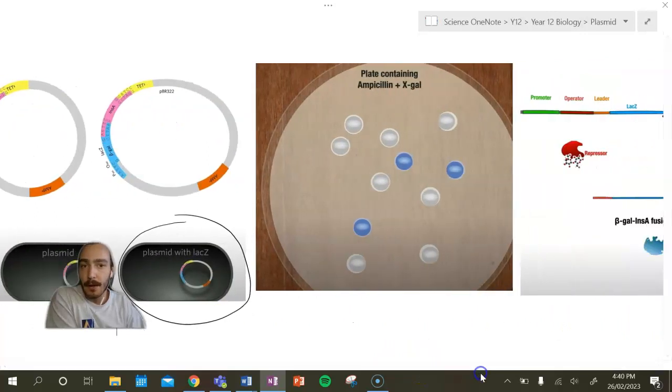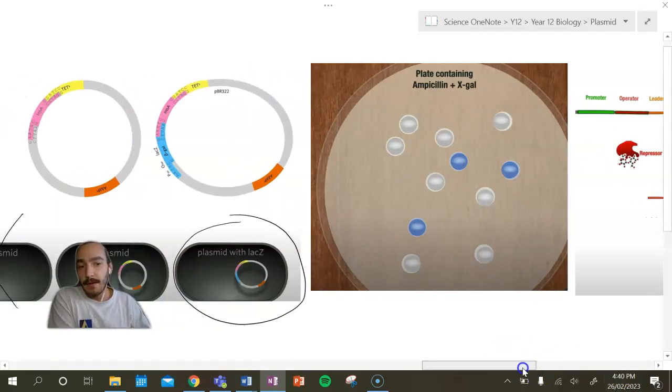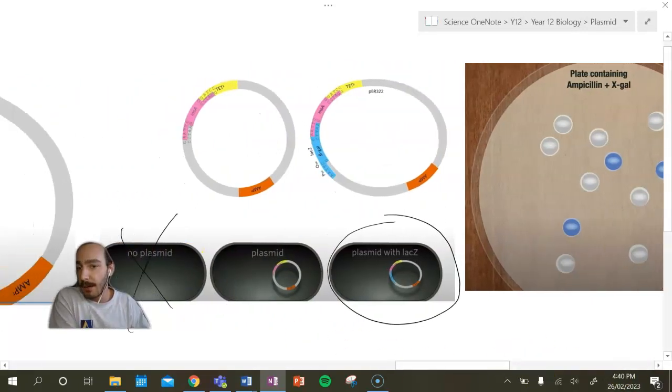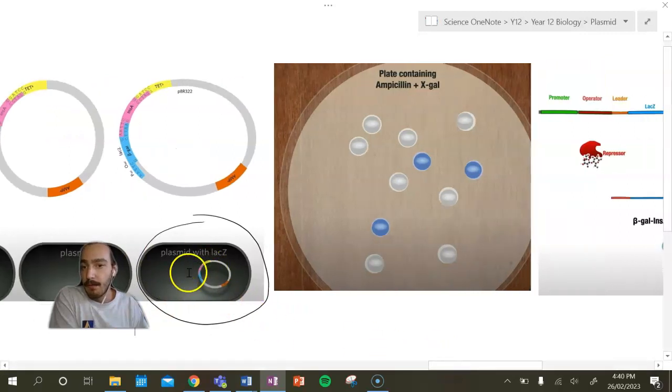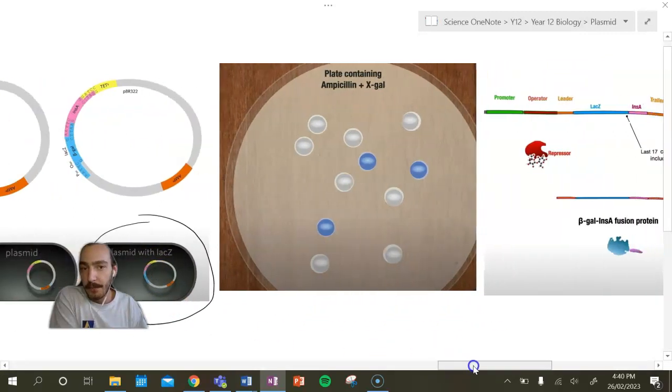Well, we put it back onto ampicillin. Why do we put it on ampicillin? Because remember that the bacteria that did not take up a plasmid, we don't want them on our plate. They will die in the presence of ampicillin. So that's why we don't want them. So essentially, we've got now these two, those with lac-z and those with no lac-z.